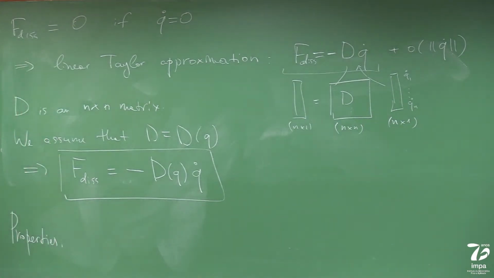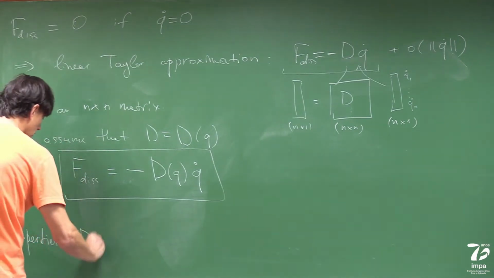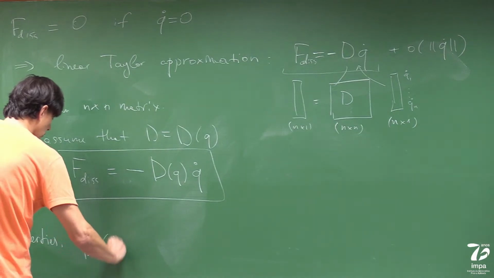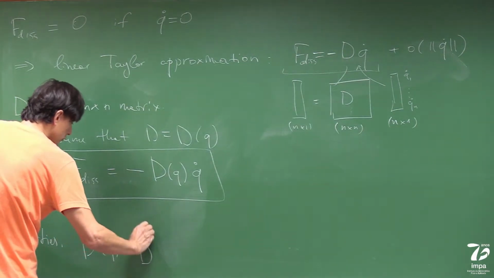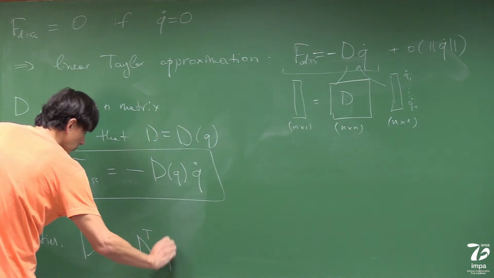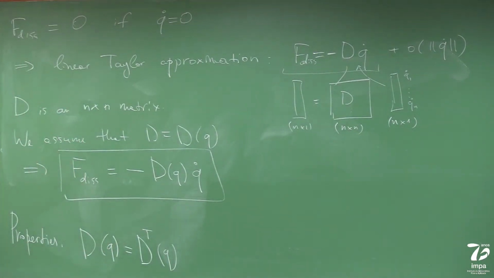So one very non-trivial property is that this matrix, which is an n by n matrix, is symmetric. So if you transpose it, it will be the same matrix. And this is quite non-trivial because in principle, from mechanical consideration, you don't see it directly.